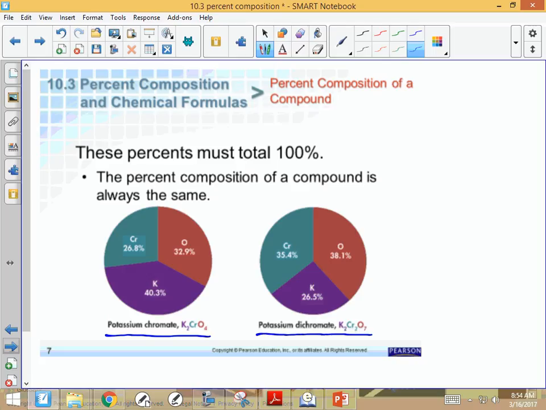And as you'll notice, potassium is now a smaller percentage of the total. Okay? The composition of potassium dichromate is less potassium, more oxygen, more chromium. Everybody see that? These are 2 different ionic compounds. They have 2 different percent compositions by mass, even though they're composed of potassium, chromium, and oxygen. And again, all the percent compositions for a compound will equal 100%.